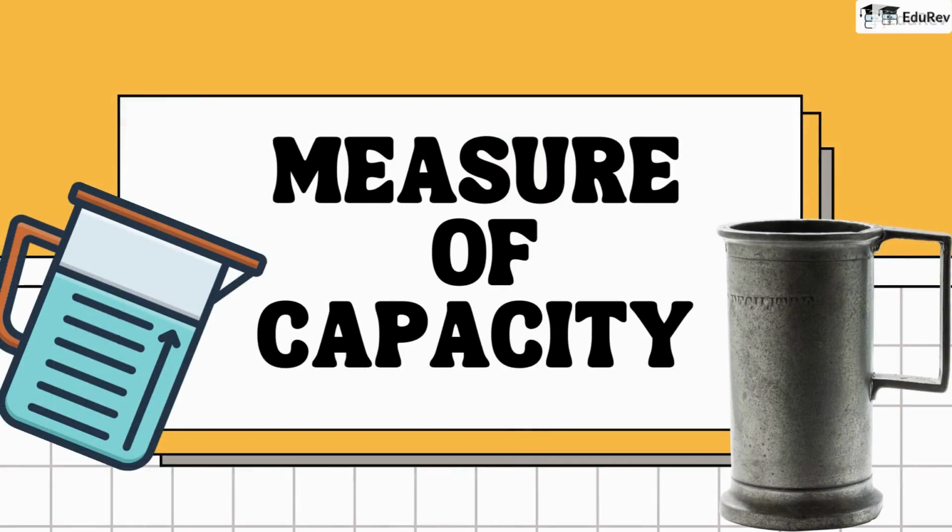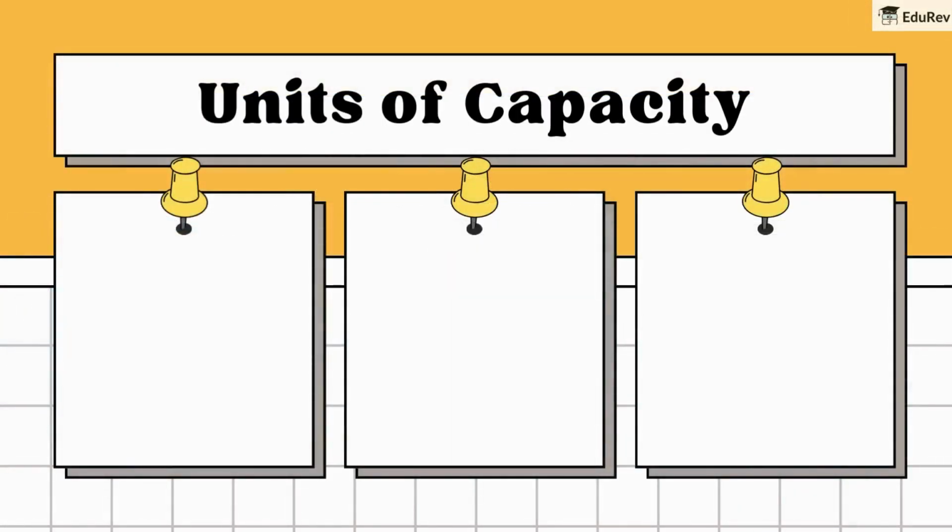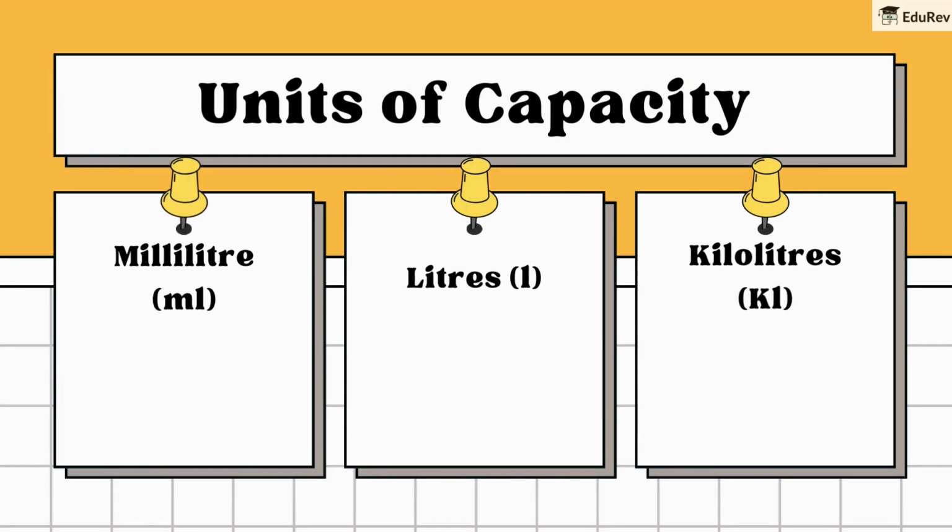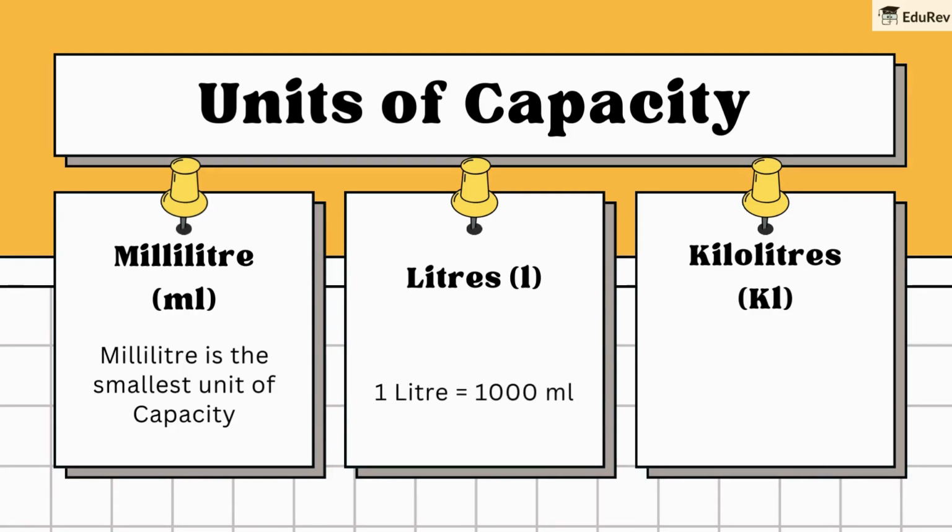We can also measure the capacity of vessels. We use units like milliliters, liters and kiloliters. Milliliter is the smallest unit of capacity. 1 liter is equal to 1000 milliliters. 1 kiloliter is equal to 1000 liters. 1 kiloliter is equal to 10 lakh milliliters.